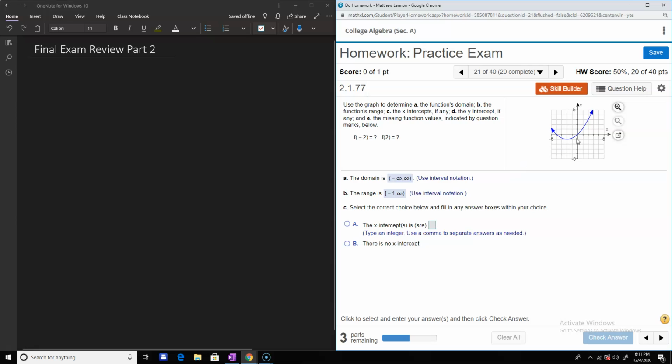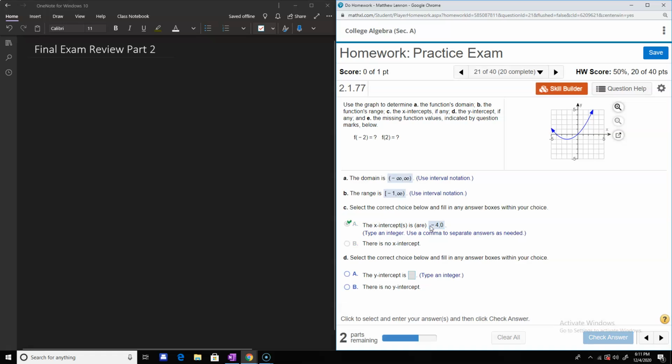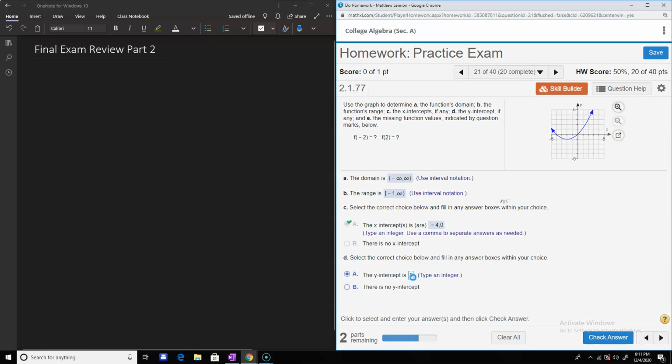The x-intercepts, it hits the x-axis in two places, at -4 and at 0. So we're going to do -4, 0. And the y-intercept, it also hits the y-axis at 0, the vertical axis. So that is also there.